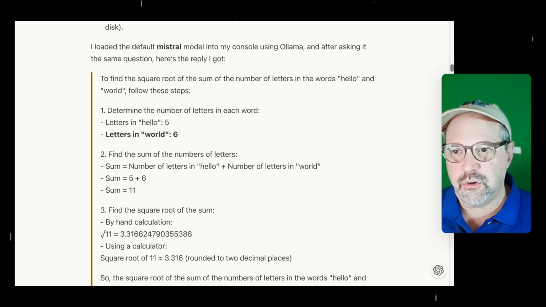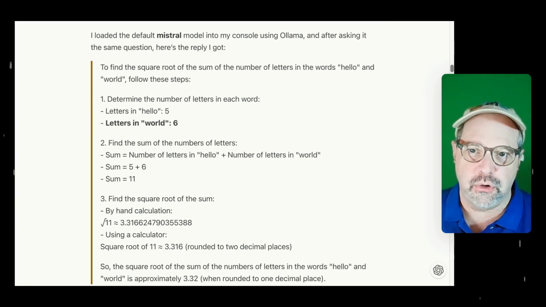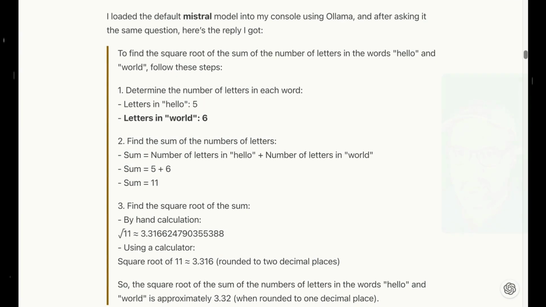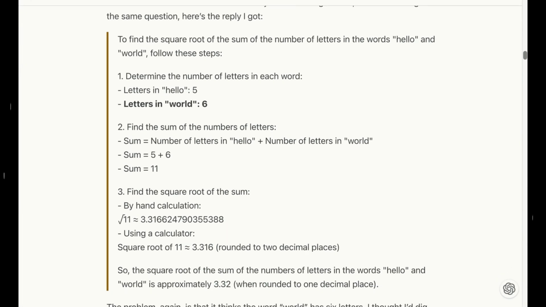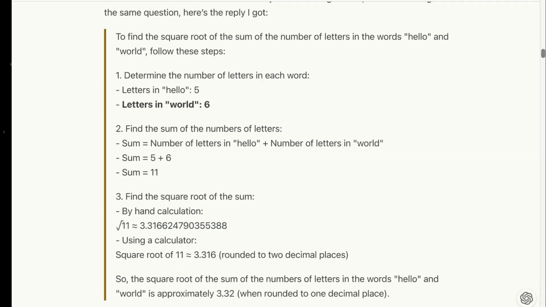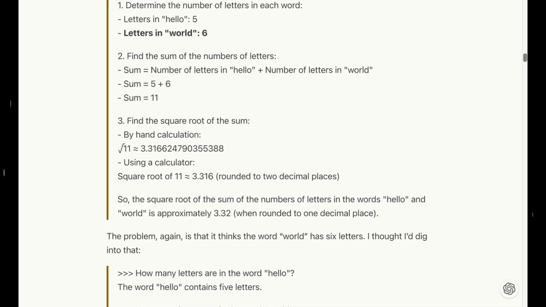Now, I also have a direct connection to Mistral. I registered for the API and everything, and when I tried Mistral using Ollama, it also gave this little dialogue, and I thought, okay, this is weird. It said, tell me the steps. So it says to find the square root of the sum of the number of letters in the words hello and world, determine the number of letters, and you see here, the letters in the word world is 6. It got that wrong right away. Then it tried to add them together. It added them together and got 11, and then took the square root, and it's got that nice little square root sign in there and everything, and that is, in fact, pretty close to the square root of 11.